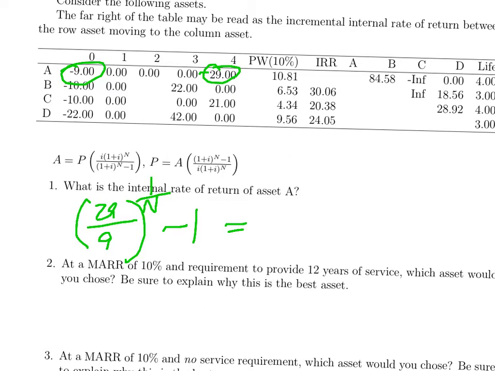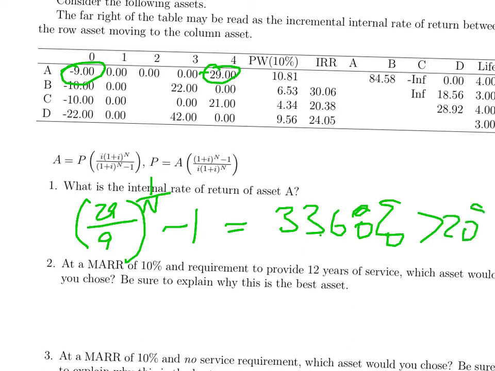In this case, I think it comes out to be 33.68%. The key thing is that for a later question that this is bigger than 20, and that's the important part for us a little bit later on.